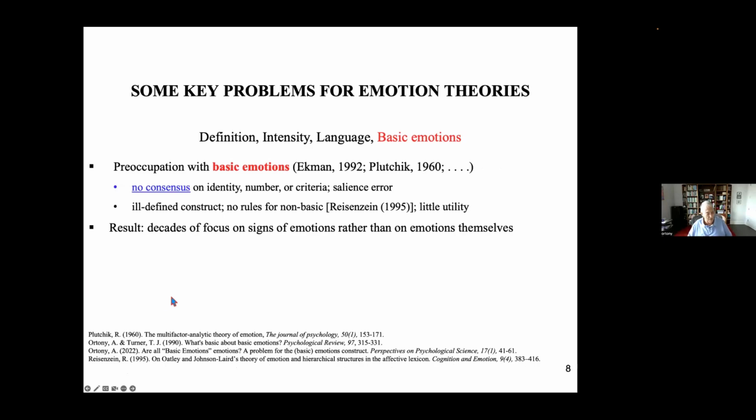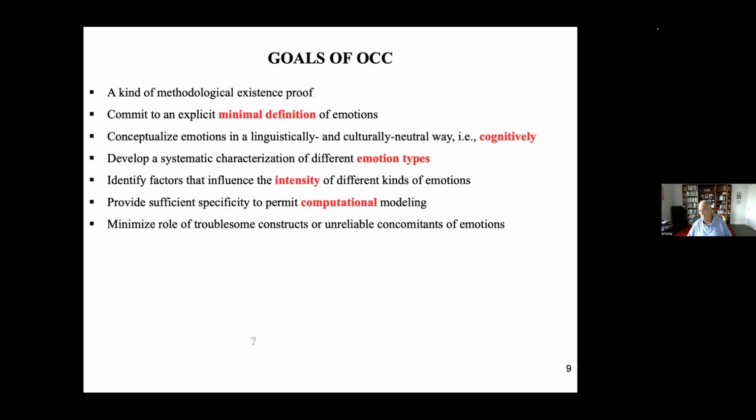Okay, well, so much for my whining about what I'm unhappy about. What are we going to do about it? This brings me to the goals of OCC, which I take, in fact, to be a kind of methodological existence proof. I want OCC to be thought of as evidence that it's possible to do certain things in emotion theories without leaning on troublesome constructs or unreliable concomitants of emotions.